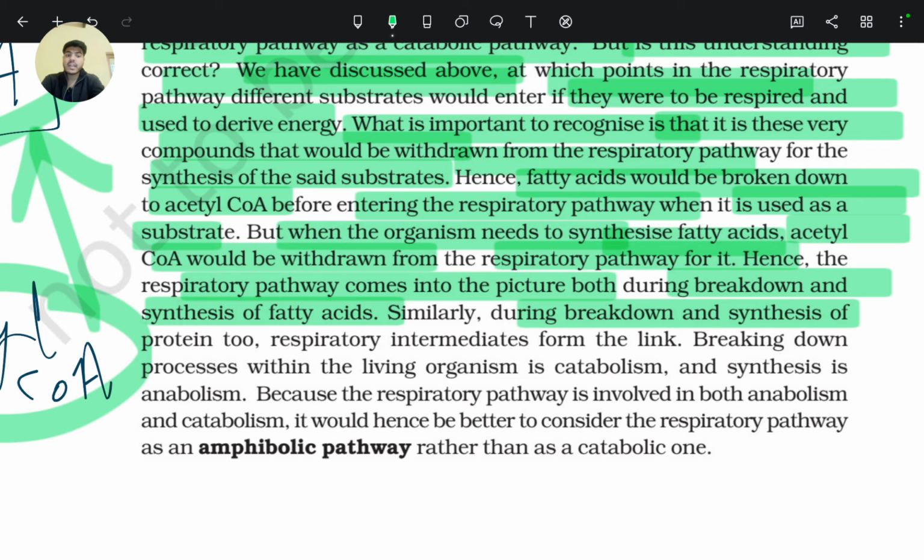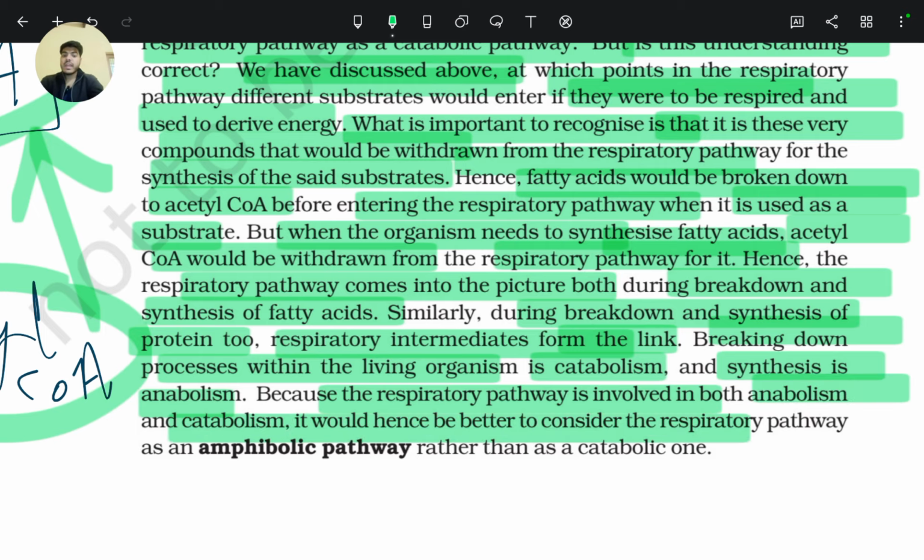Similarly, in case of protein, respiratory intermediates are involved in both breakdown and synthesis of protein. Breaking down within the living organism is catabolism and synthesis is anabolism. Because the respiratory pathway is involved in both anabolism and catabolism, it would be better to consider the respiratory pathway as an amphibolic pathway rather than as only a catabolic one.